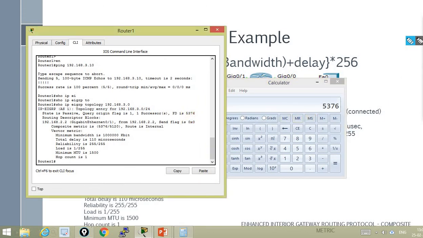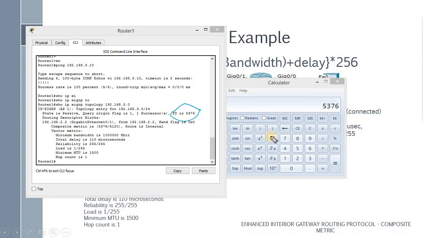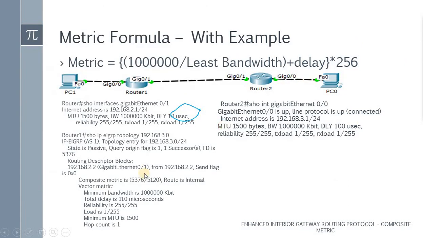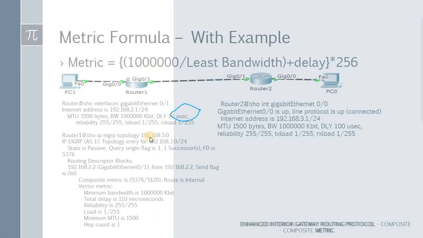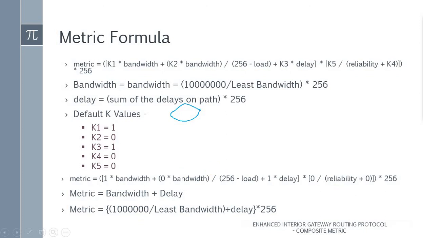Here it is. Whenever you change the value of K, suppose you change something in the K values, then definitely it is going to change the complete value over there. By default, K1 is equal to 1, K2 is equal to 0, K3 is equal to 1, K4 is equal to 0, and K5 is equal to 0 again.